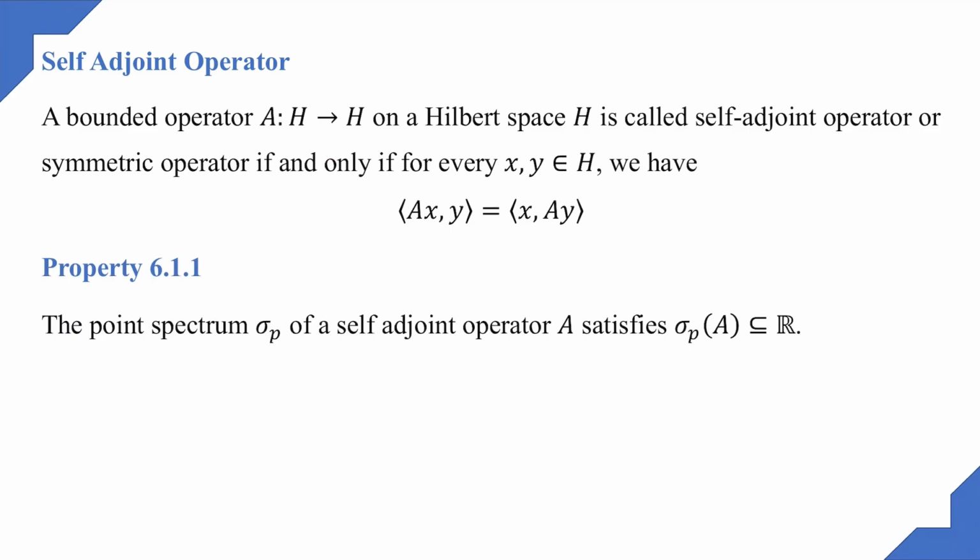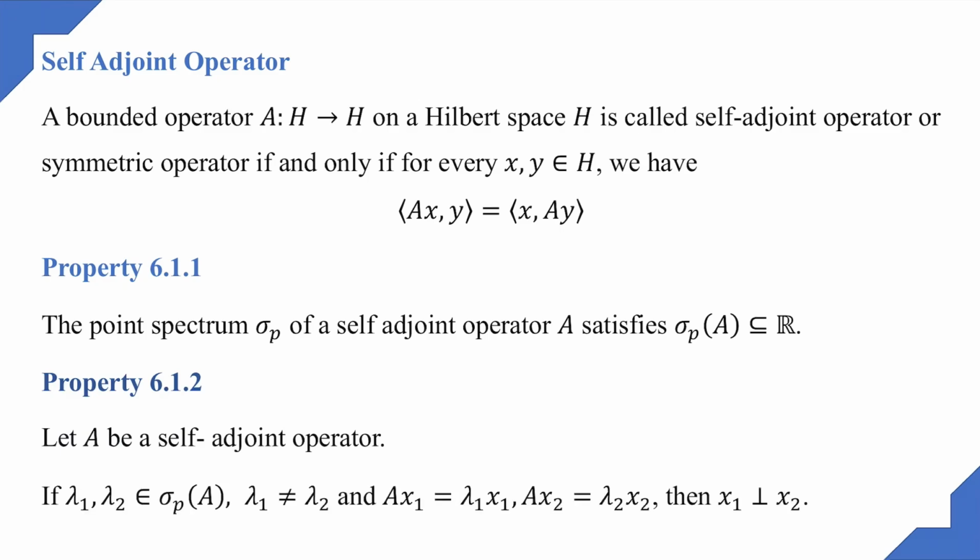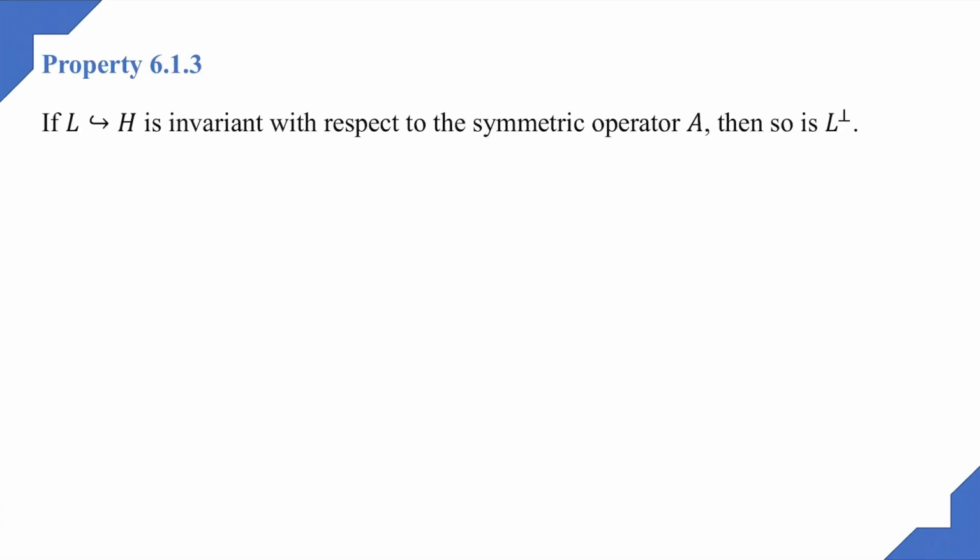And we have seen some properties of self-adjoint operators. The point spectrum of a self-adjoint operator is a subset of R, meaning every eigenvalue of a self-adjoint operator is real. And then we have proved that if A is any self-adjoint operator, then the eigenvectors corresponding to distinct eigenvalues are orthogonal to each other. And then we have seen if L, a subspace of H, is invariant with respect to a self-adjoint operator A, then L perp is also invariant under the operator A.